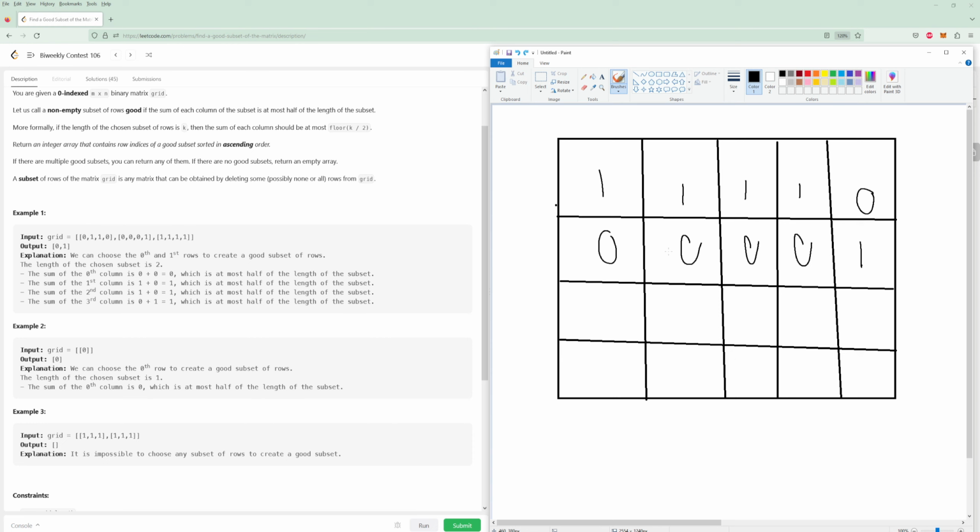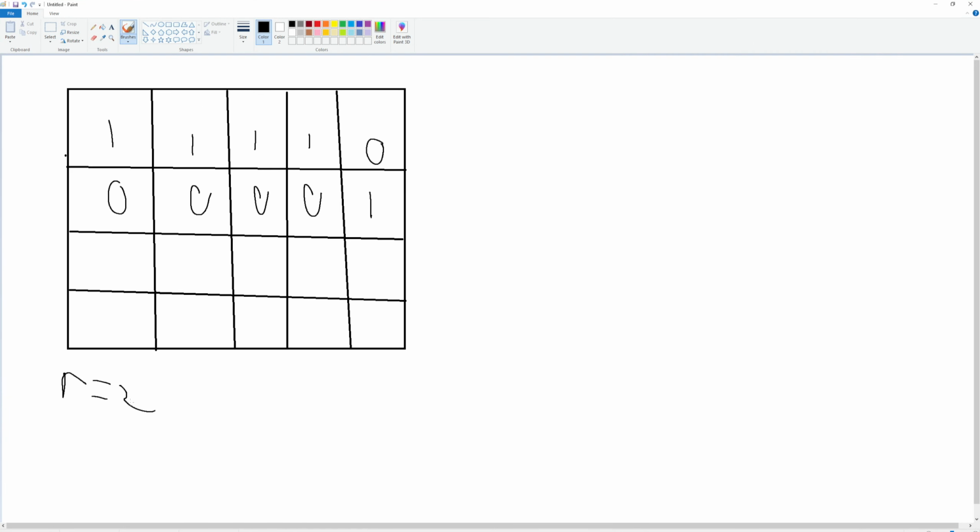Now let's think of a 3-row solution, and let's ask ourselves, do we ever want a 3-row solution? So what would a 3-row solution mean? If there are 2 rows, so rows equals 2, let's just make this bigger. If rows equals 2, then we can have 1 one in every column maximum, right? Because it's the length of the subset over 2. So it would be 2 over 2 equals 1.